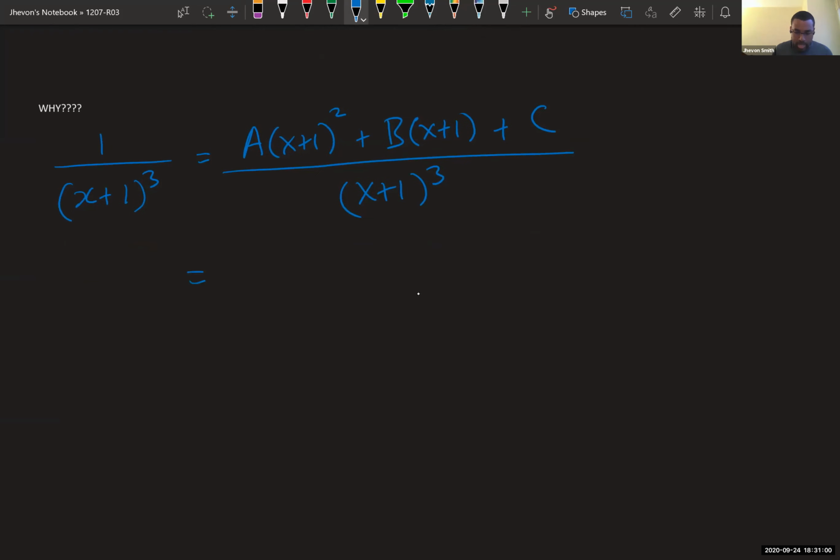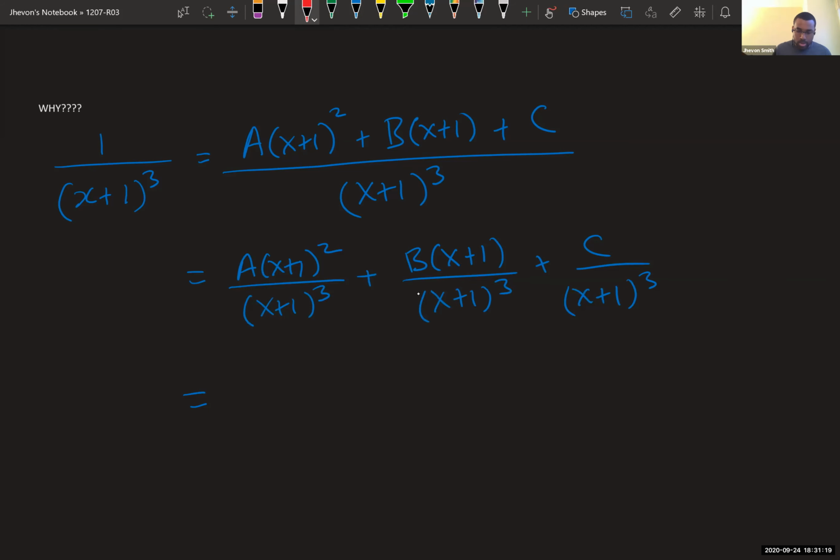Now, if you realize what happens here, if you start to break these guys apart, you start to realize that in the first scenario, this whole thing cancels 2 of those. This one would cancel 1 of those. And in the last part, nothing cancels. So you end up with a over x plus 1 plus b over x plus 1 squared plus c over x plus 1 cubed.